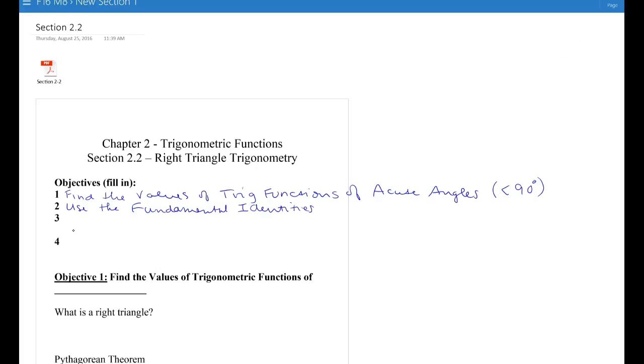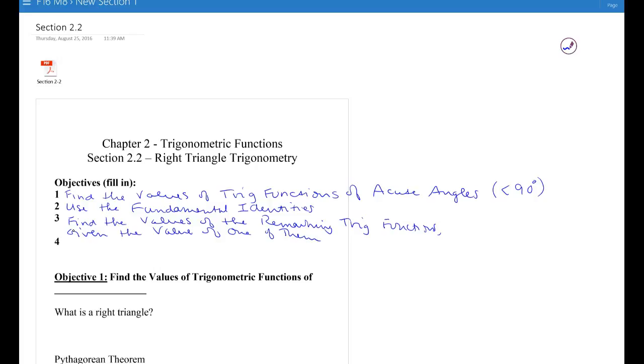The third objective is to find the values of the remaining trig functions given the value of one of them. So it's kind of like a puzzle. You're detectives. You get the value of one trig function and you can find the values of all the rest. And then the last objective is to use the complementary angle theorem. So we'll learn about it and then use it.